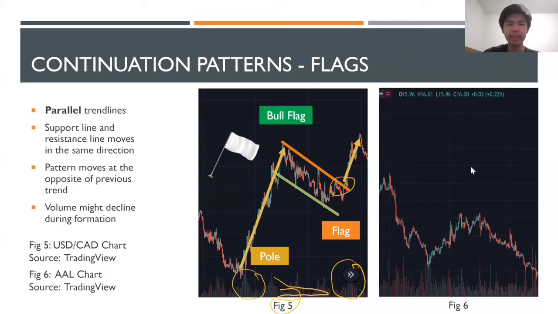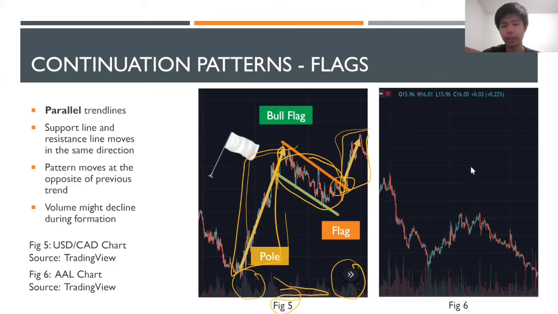And also we can see here that it is very similar to the pennant that we had just now, which represents the continuation pattern. So this trend is a continuation of the previous trend before going into the pattern over here. And similarly, on the right side, we have the American Airlines stock chart.